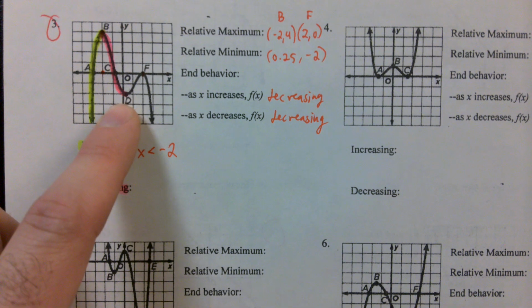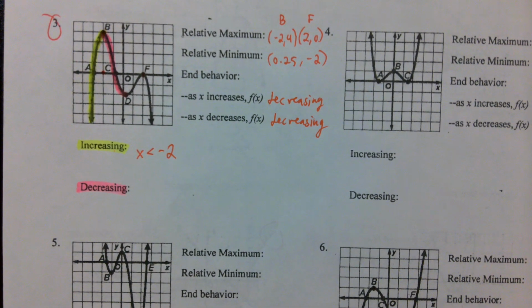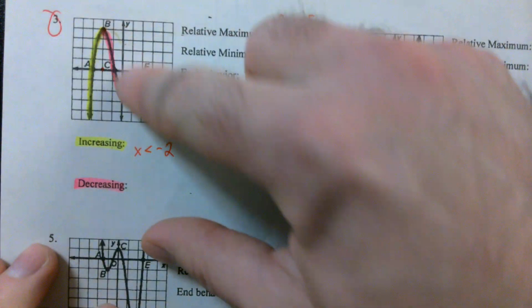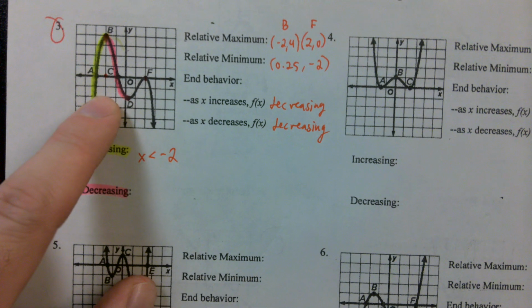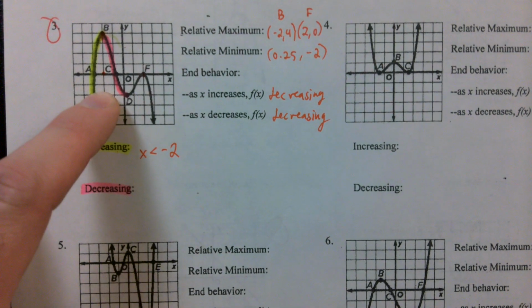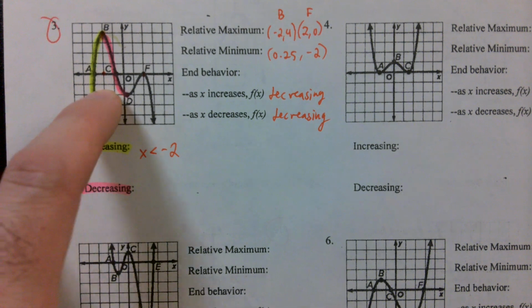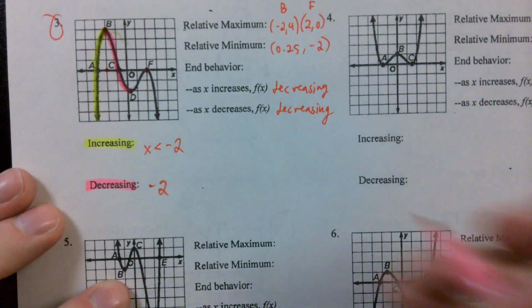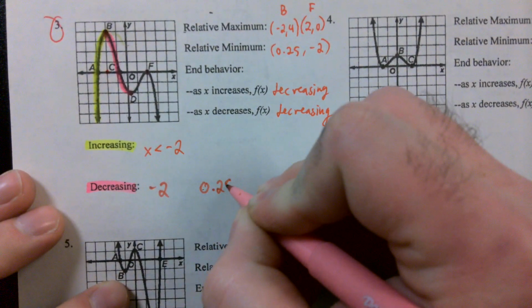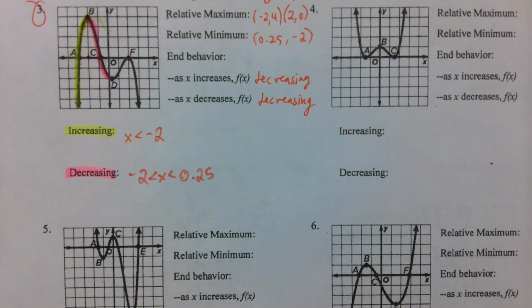Okay? So we can see, if we're imagining, the roller coaster is the best way to think about it. We're decreasing on this down slope from B to D. Right? Where does this pink section start on the x-axis? -2. Okay. Where does it end? 0.25. So x is anywhere in between those 2 numbers, -2 and 0.25.